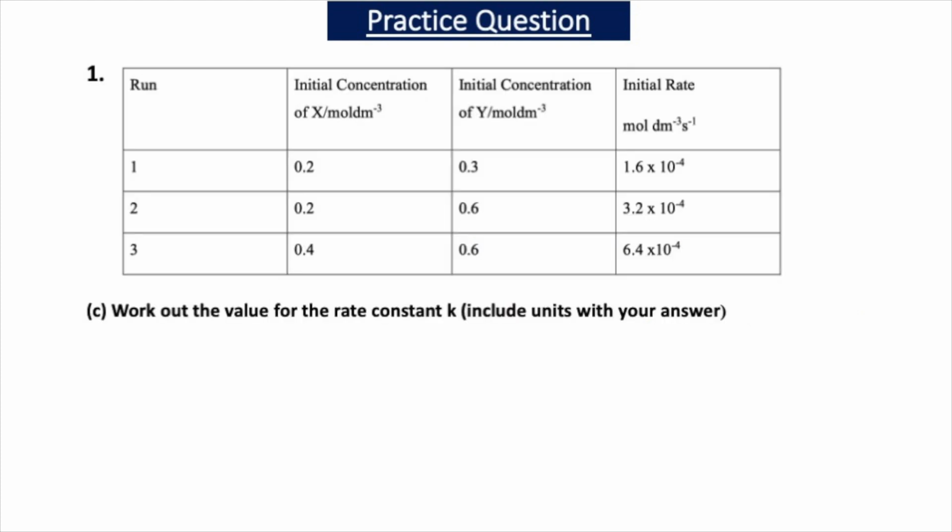So now that you've determined the order with respect to each reactant and written the rate equation, we now want you to work out the value for the rate constant k, including units, with your answer. So read the question, pause the video, have a go at it, and then we'll go through the answer.